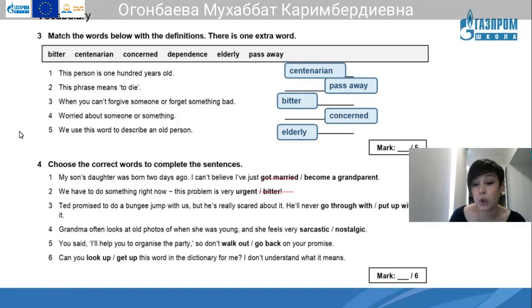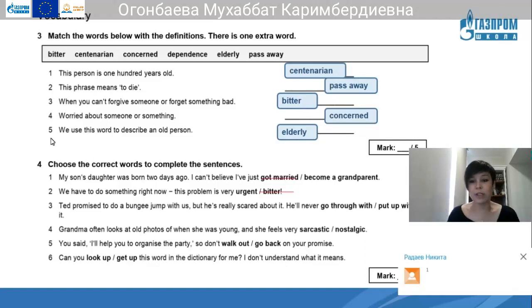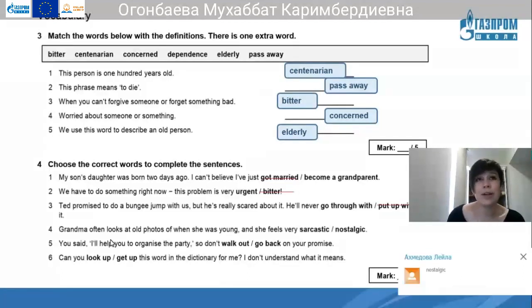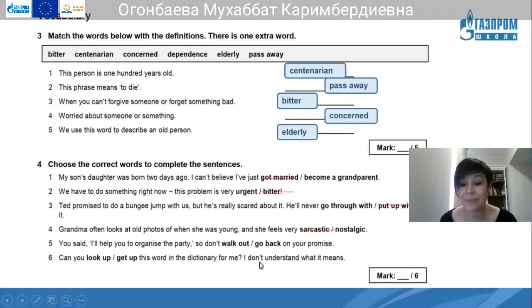Ted promised to do bungee jump with us, but he's really scared about. He'll never go through it, put up with it. Go through it or put up with it. So means put up with, to put himself in this problem. Yes. Grandma often looks at old photo when she was young and she feels very sarcastic or nostalgic. Yes, Leila. You said I'll help you to organize the party, so don't walk out. Go back on your promise.